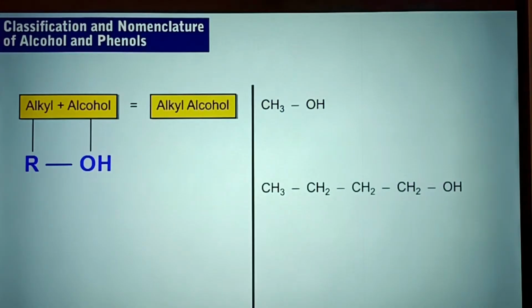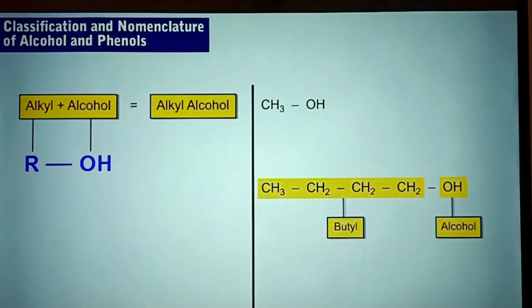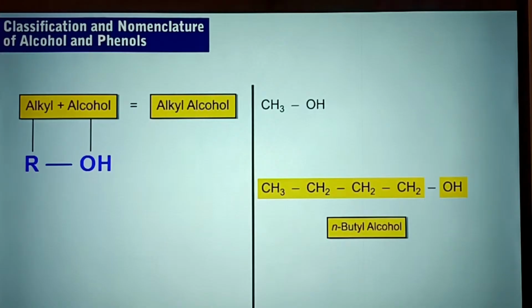The molecule on the right has a 4-carbon chain in a straight line. This corresponds to n-butyl alcohol, where the n indicates an unbranched carbon chain.